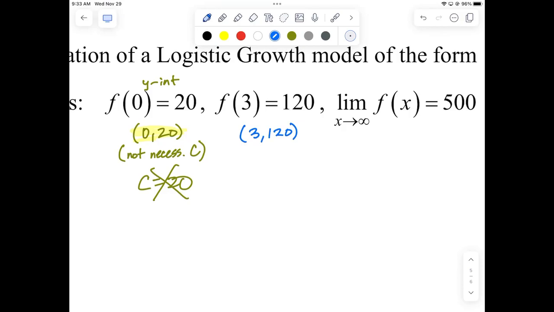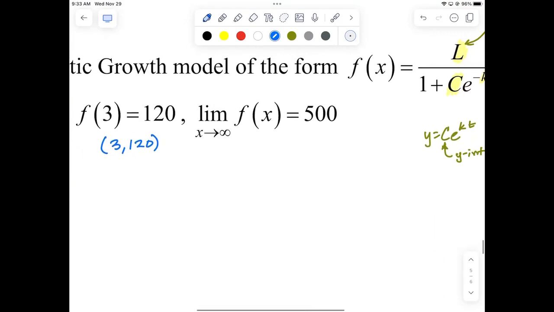3 comma 1 equation. I've got 2 points. I need a third piece of info, don't I? The limit as x goes to infinity equals 500. What does that tell us?